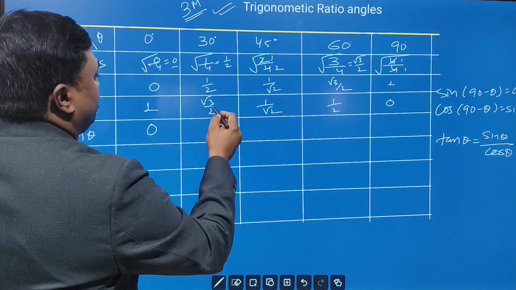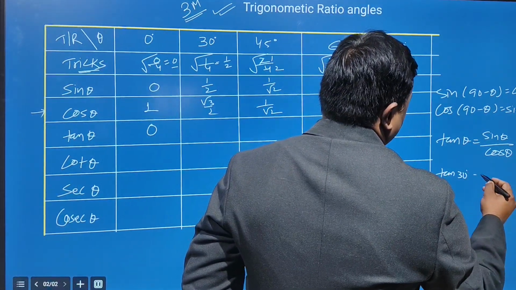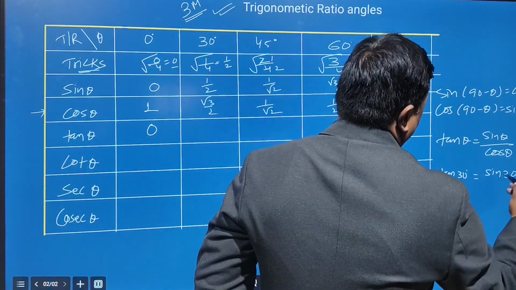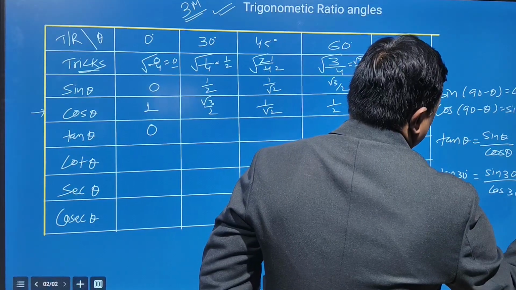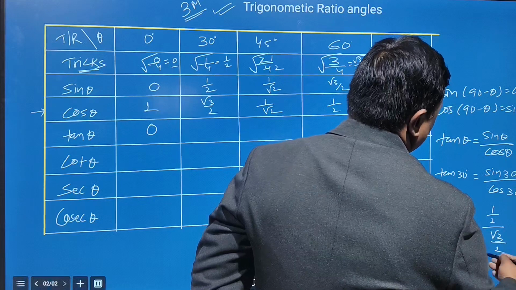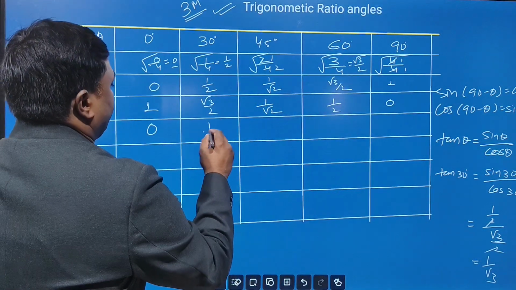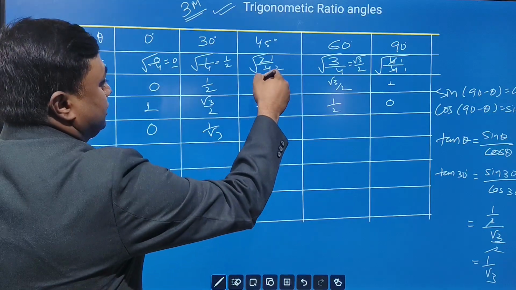So 1 by 2 divided by root 3 by 2. So you can see here, tan 30, I am just solving. Sin 30 divided by cos 30. So sin 30 is how much? 1 by 2. And cos 30 is what? Root 3 by 2. Yes or no? So the 2 gets cancelled, so you get 1 by root 3. So similarly, tan 30 is what? 1 by root 3.